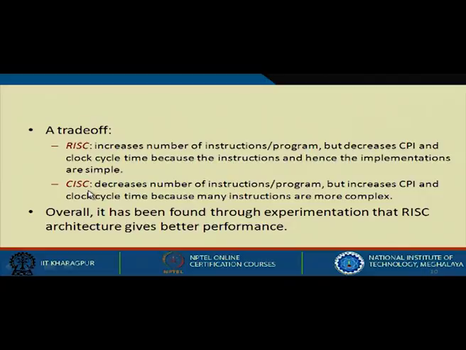But in CISC, it decreases the number of instructions per program, but increases the CPI and the clock cycle time, because many instructions are more complex. So, overall what has been found? It has been found that RISC architecture gives better performance. So, let me tell you with the same example that we have taken earlier.